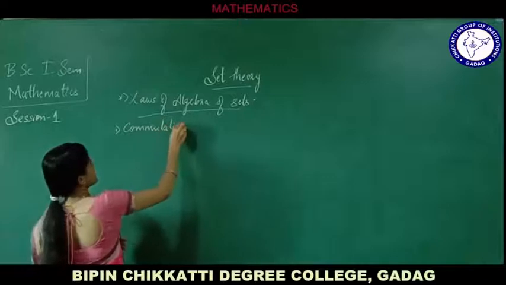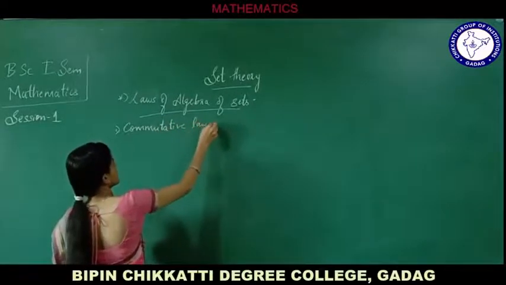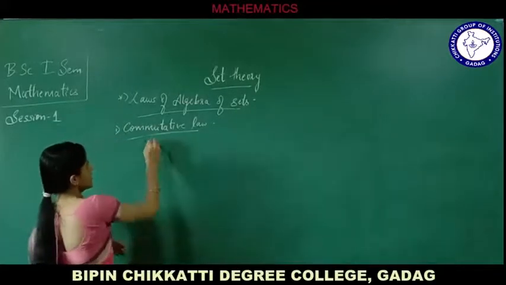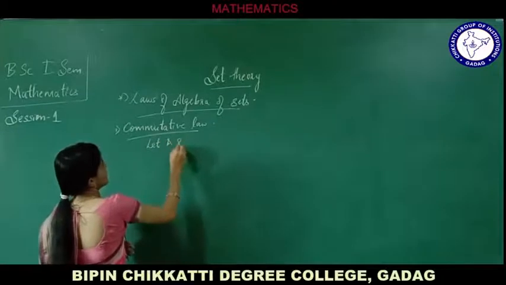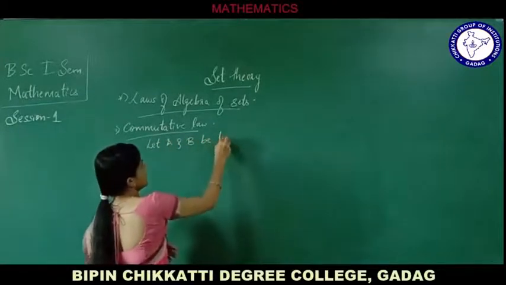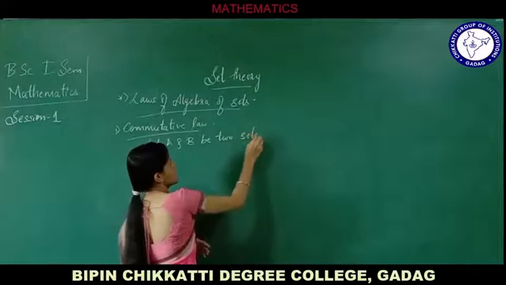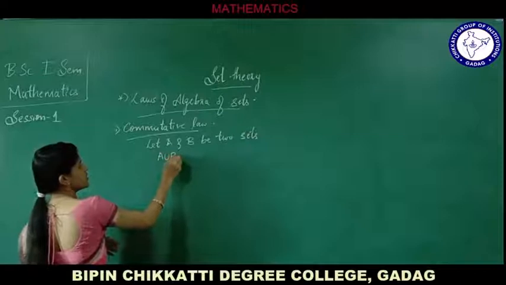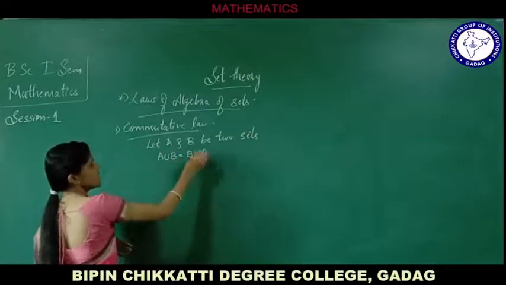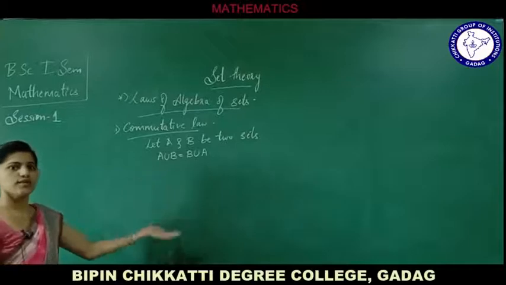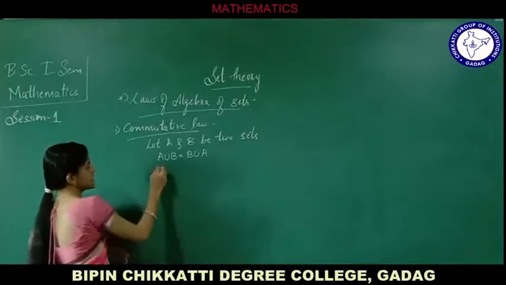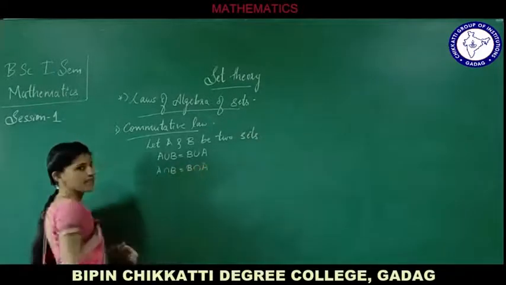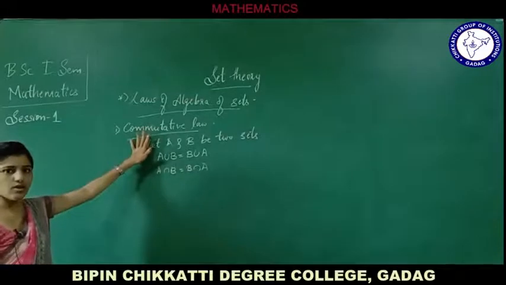Among that, first we are going to consider the commutative law. Very simple. Let A and B be two sets. Then how are you going to define the commutative law? A union B will be equal to B union A. This is for union of sets. Then what about the intersection of sets? A intersection B will be equal to B intersection A. This is called the commutative law.